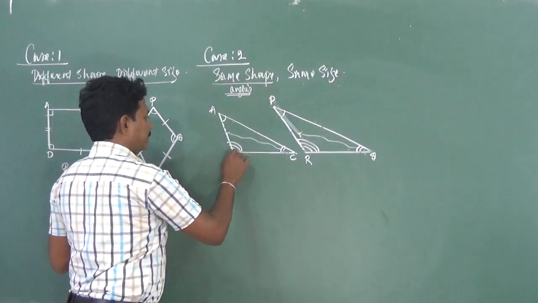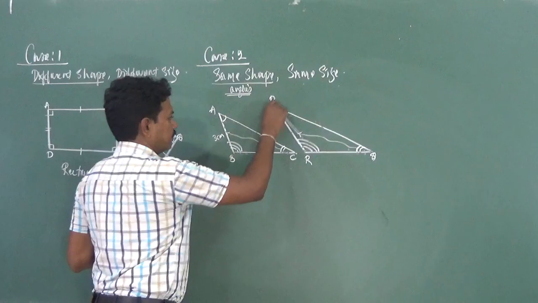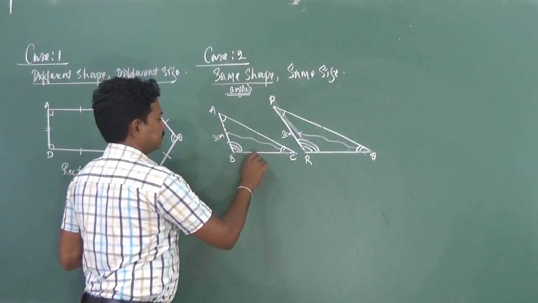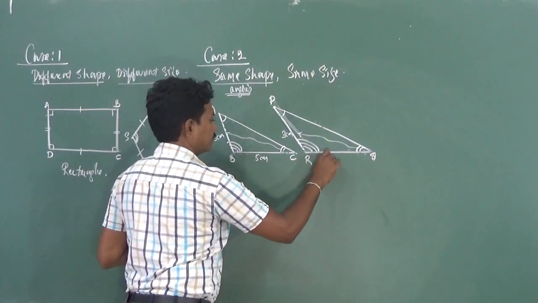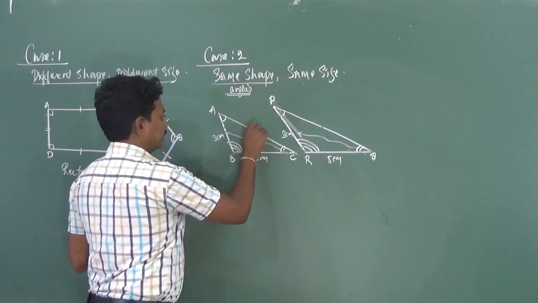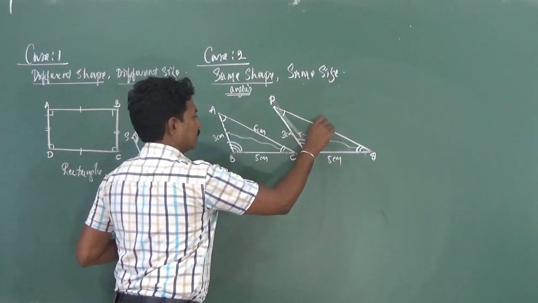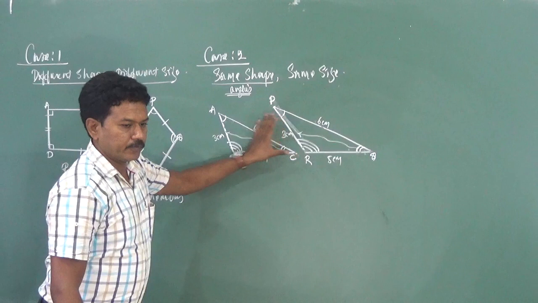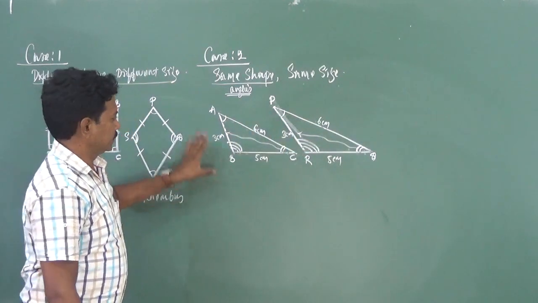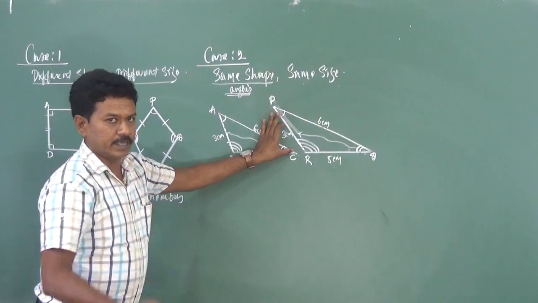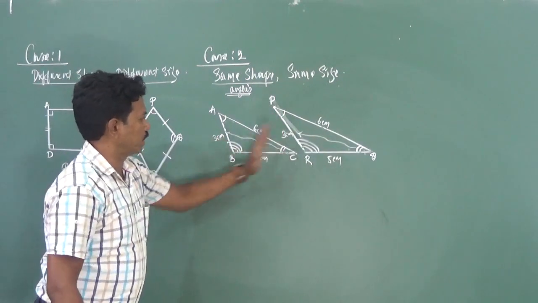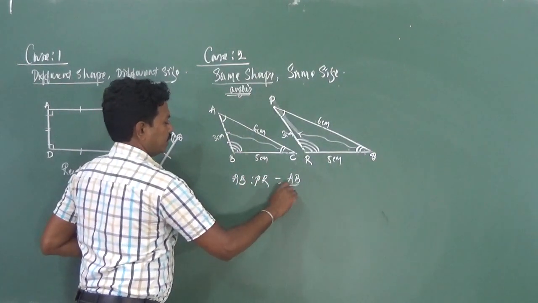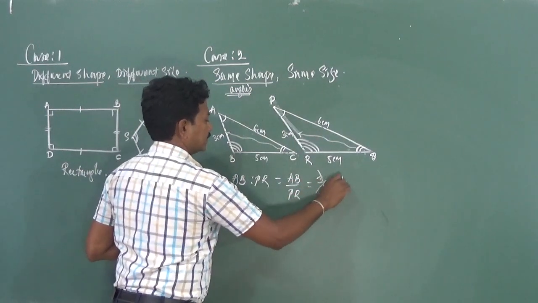So, if I measure AB, let it be 3 centimeters, and if I measure PR, it will also be 3 centimeters. If I measure BC, it will be 5 centimeters, and RQ will be 5 centimeters. AC will be 6 centimeters, and PQ will also be 6 centimeters. Now, when you compare the lengths of the corresponding sides, the ratio AB to PR, that is AB/PR, is 3/3. This cancels, it's 1:1.